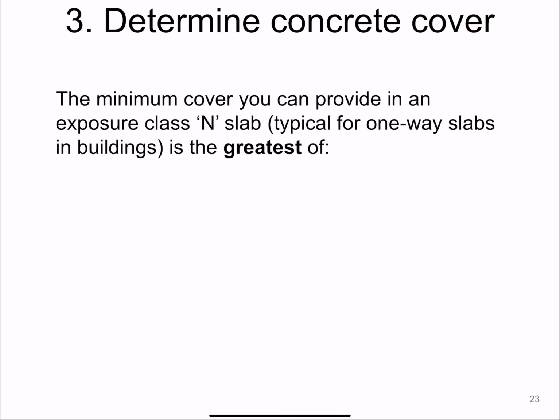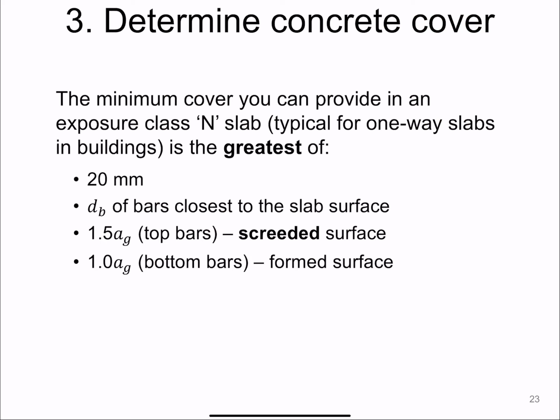So the minimum clear cover you can provide in an exposure class M, which is typical for one-way slabs in buildings, will be the greatest of 20 millimeters, which is the complete table that we had before, the diameter of the bar closest to the slab surface, and 1.5 AG. This is for top bars on a screeded surface. And 1.0 times AG for a bottom bar if you have a formed surface.